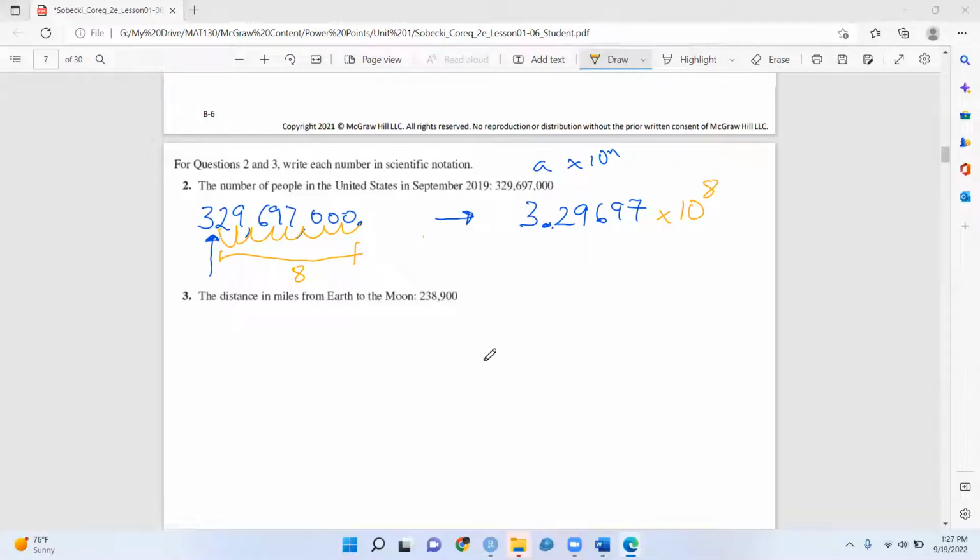Awesome, good. So write number 3 in scientific notation, y'all. When you have it, type it in the chat.